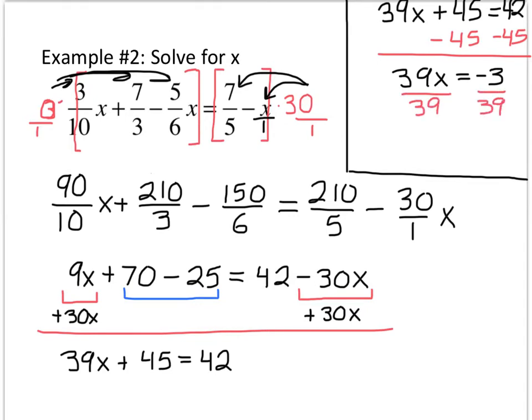And then here's going to be my solution. X equals negative 3 over 39, or I can simplify this even to negative 1 over 13 if I divide both of those by 3. And there's our solution.